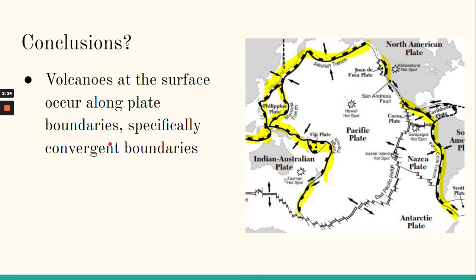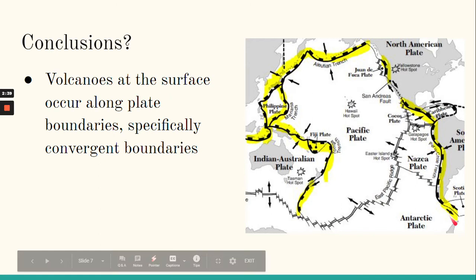Now, depending on the type of plate, whether it's oceanic or continental, will determine the type of volcano. Some of them are volcanic islands, like out here in the Pacific. And then we also have volcanic mountains. In North America, you have Mount St. Helens. And then you have the Andes Mountains, which have multiple volcanoes in them as well.